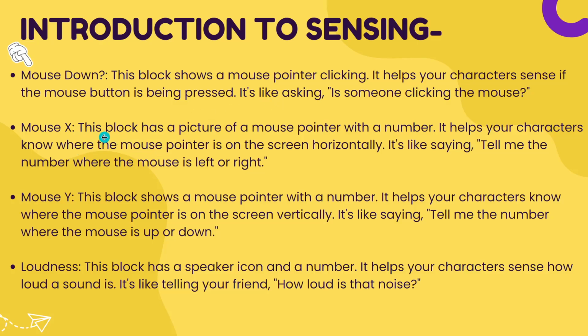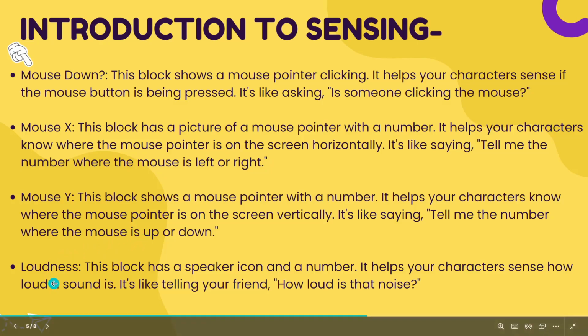Mouse X. This block has a picture of a mouse pointer with a number. Mouse X, mouse Y we have done earlier. It means that you're going to control your sprite with the mouse. So X position as mouse X, Y as mouse Y. This one controls the horizontal position. This one controls the vertical position. Then we have loudness. This block has a speaker icon and a number. It helps your character sense how loud a sound is. So it's like telling your friend how loud that noise is.